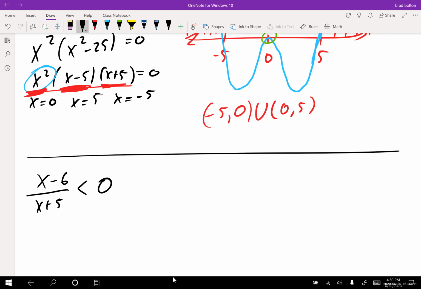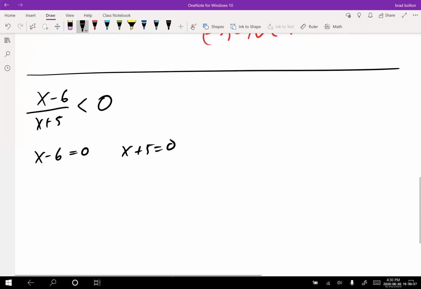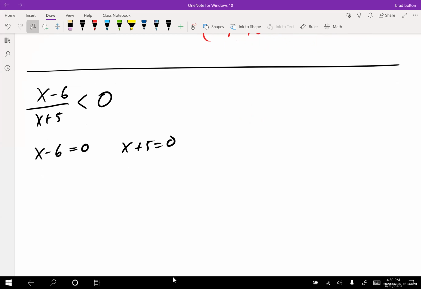The normal way to do this is you set the numerator and the denominator equal to 0. So what we're going to do is say x minus 6 equals 0, and find when that happens, and we're going to say x plus 5 equals 0. So this is your go-to move with rational functions. You do both, the numerator and the denominator. So we have x equals 6, and we have x equals negative 5. So once again, I'm going to take my number line, and I'm going to do negative 5, and I'm going to do 6.